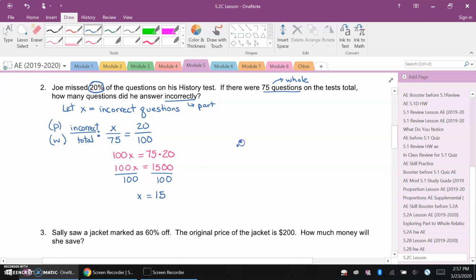But as you'll notice as we solve these, we had to reread the problem 3, 4, sometimes 5 times, and it's completely normal to need to do that. So that means that Joe answered 15 questions incorrectly.